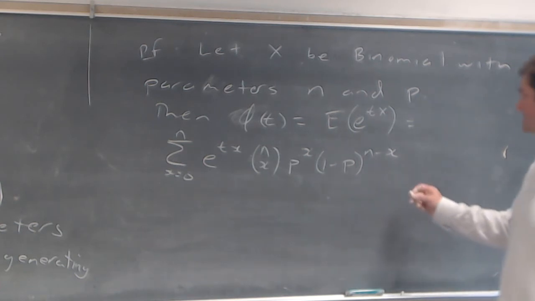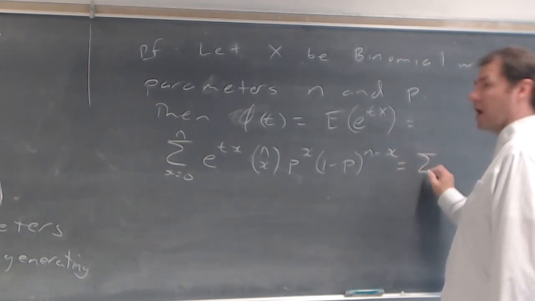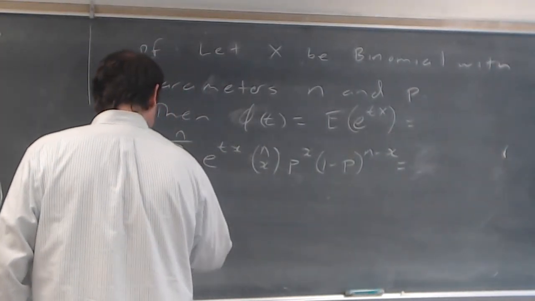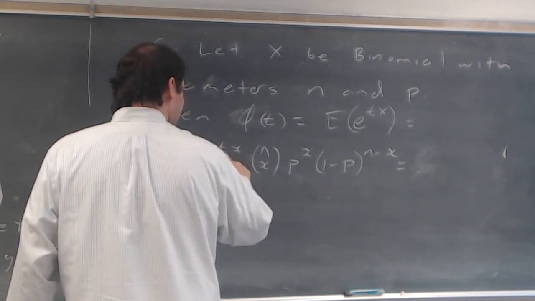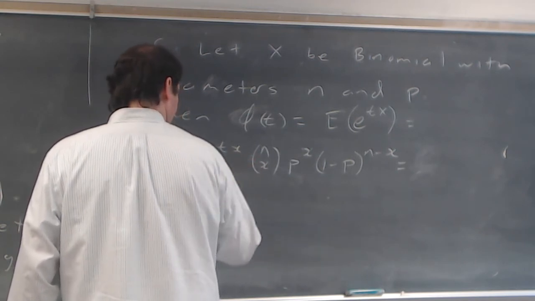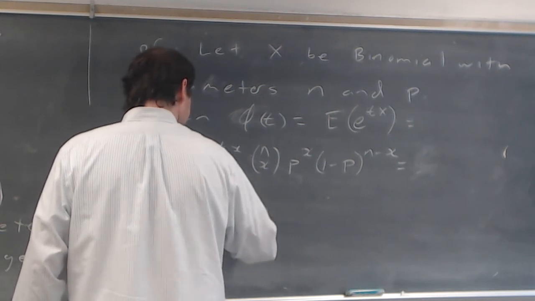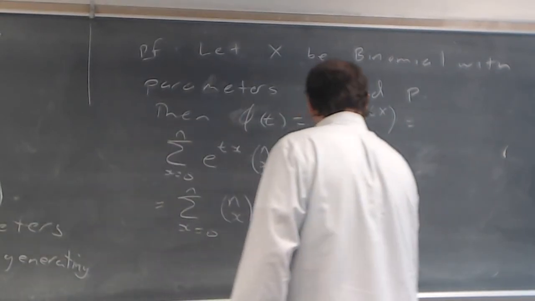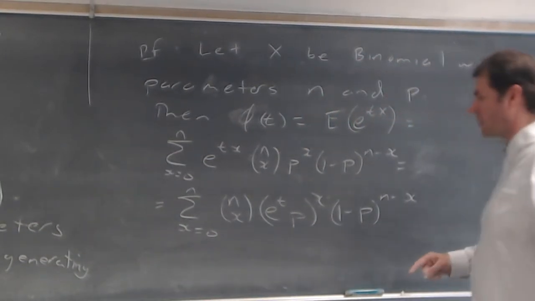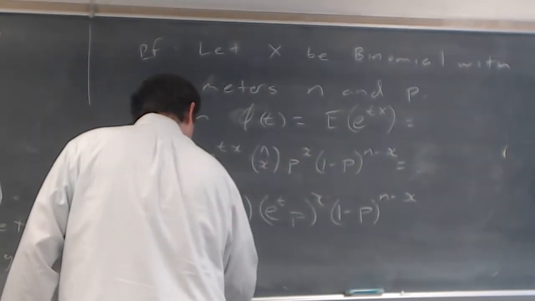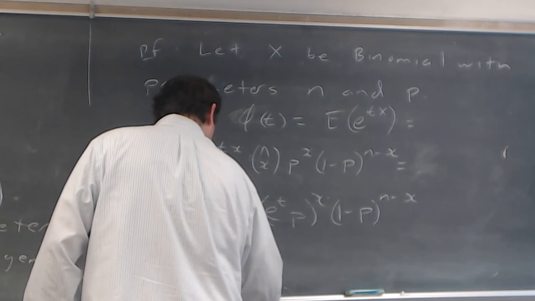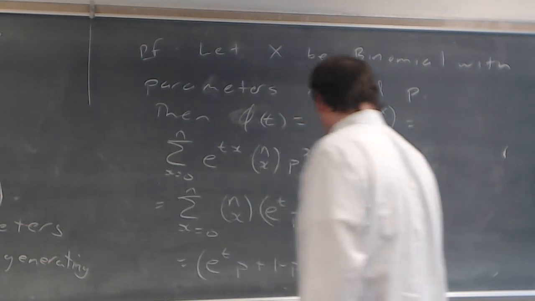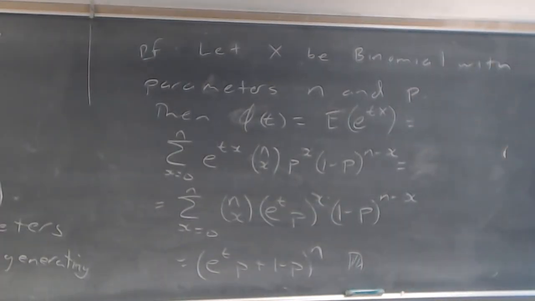Okay, and then the next thing that I would do is notice that this is equal to a sum as x runs from 0 to n. Here, this is e to the t raised to the x. That's what you do, you multiply the exponents in that situation. So I'll rewrite this as n choose x, and then e to the t times p, all that raised to the x, times 1 minus p to the n minus x. And then using the binomial theorem, this is really equal to e to the t times p plus 1 minus p raised to the n. And that's what we said we would get. That's its proof.